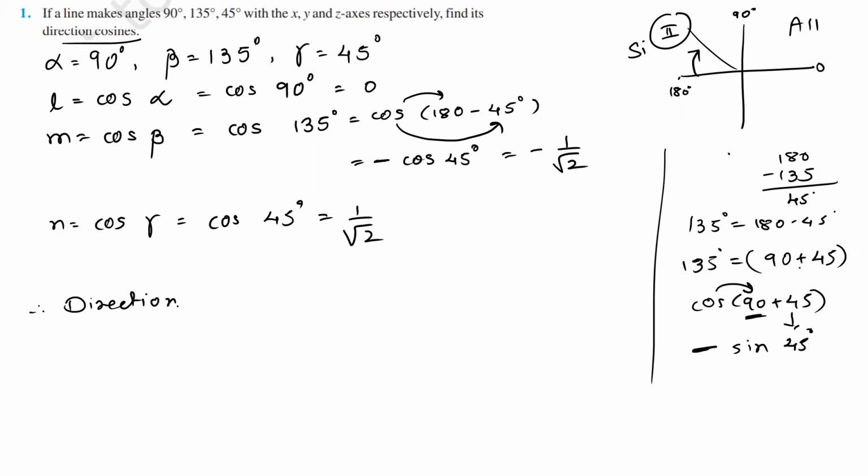So these are the direction cosines. The direction cosines of the line are 0, minus 1 by root 2, 1 by root 2.